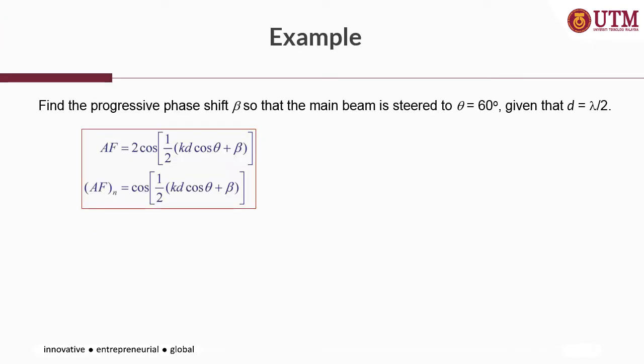Okay, let's look at an example. Find the progressive phase shift beta so that the main beam is steered to theta equal to 60 degrees. So we have the radiation pattern. Here is 0, so 60 degrees is somewhere here.